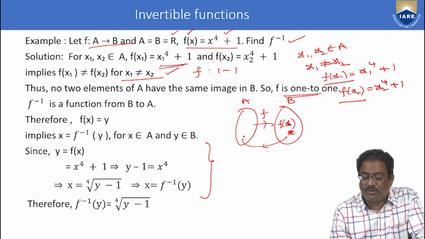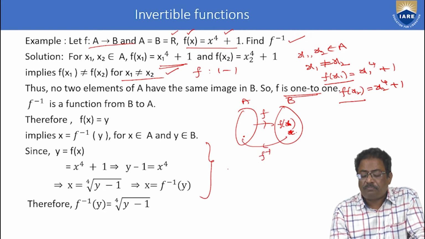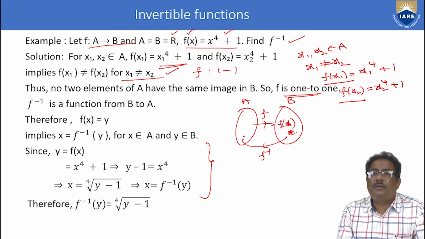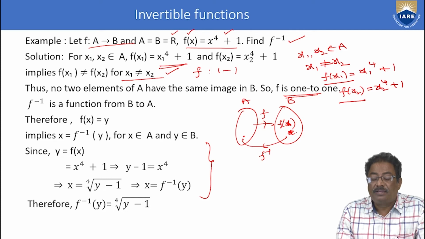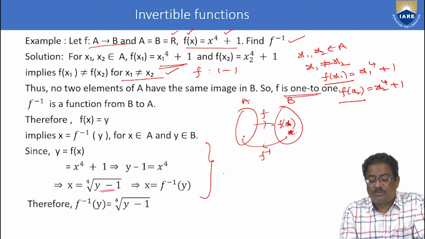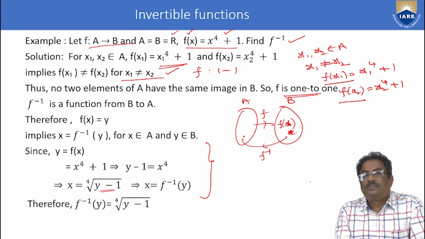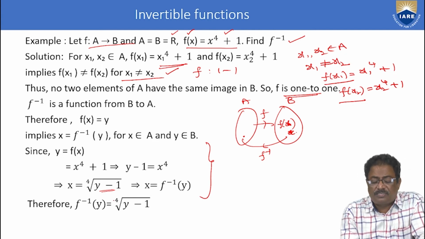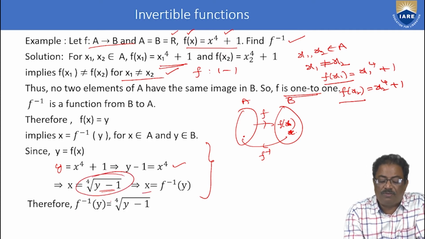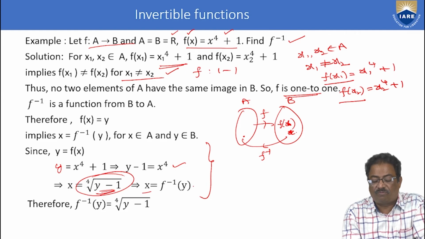F inverse is from where to where? From B to A. So I have to consider one element in B. What is that element? That element is a fourth root of this. So now it is nothing but just y is equal to f of x. So then this is y, and just to simplify, I am going to calculate x. Whatever the value will be there, this is f inverse of y.